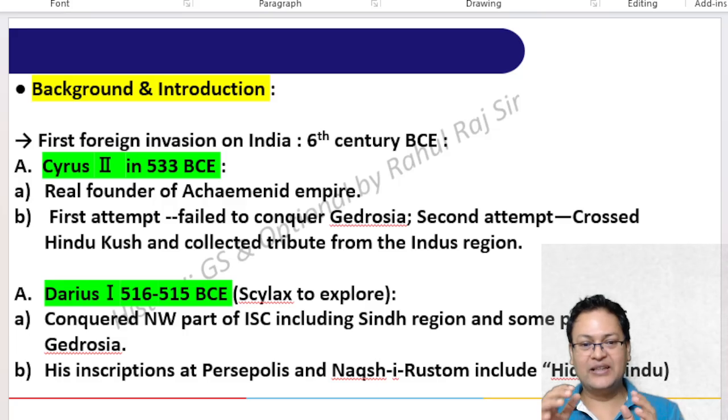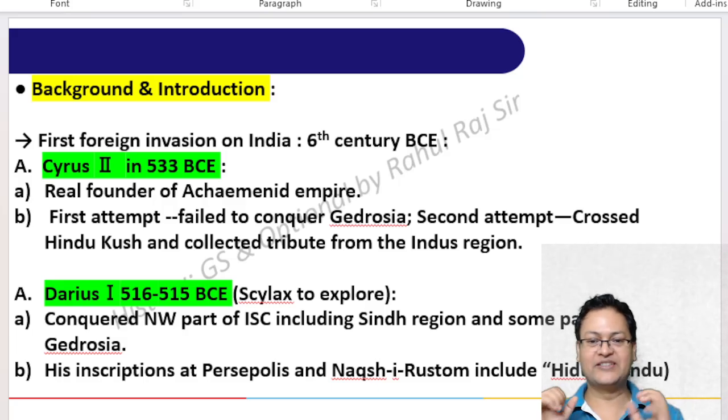In his first attempt, he tried to conquer the Gedrosia region, that is the modern Baluchistan region, but in this attempt he failed. Then in his second attempt, he managed to cross the Hindu Kush mountains and collected tribute from the Indus region, dear students. So why did he decide to invade India?